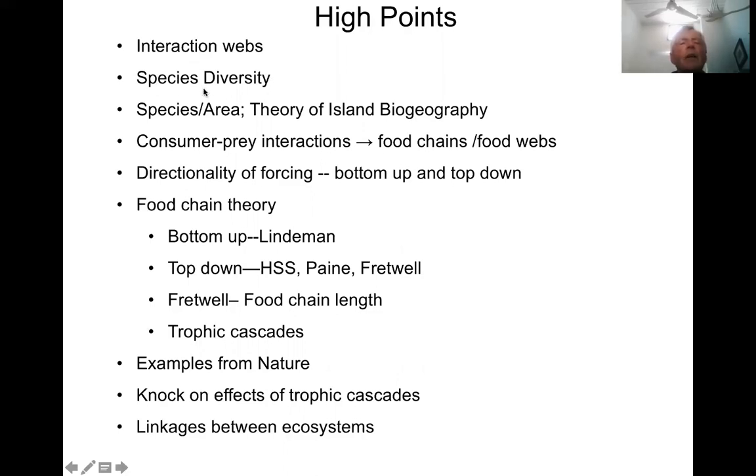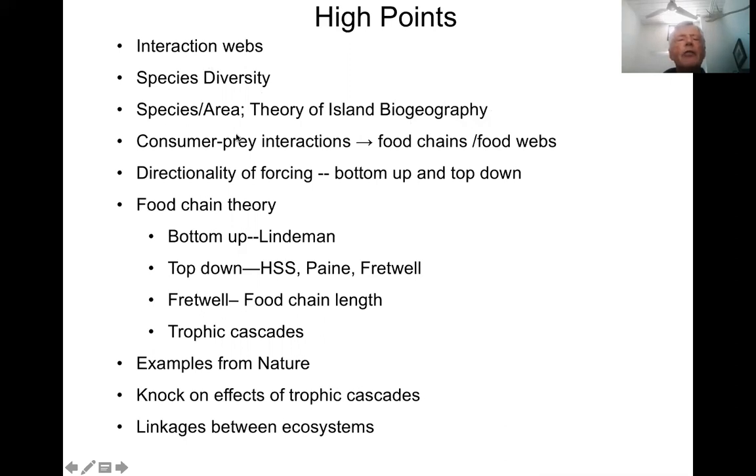Then we moved from species diversity to species area, talking about the relationship between the number of species and the amount of habitat that there might be. And that discussion of species area led to a discussion of MacArthur and Wilson's theory of island biogeography and the way that they envisioned and measured and began thinking about the diversity of species on islands.